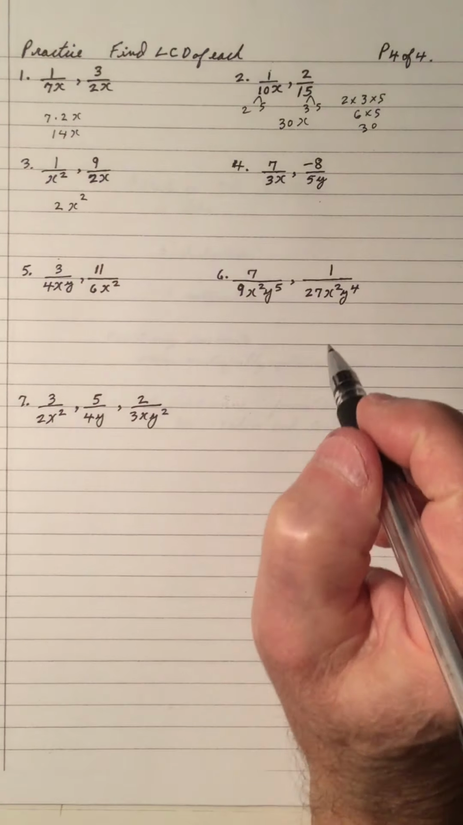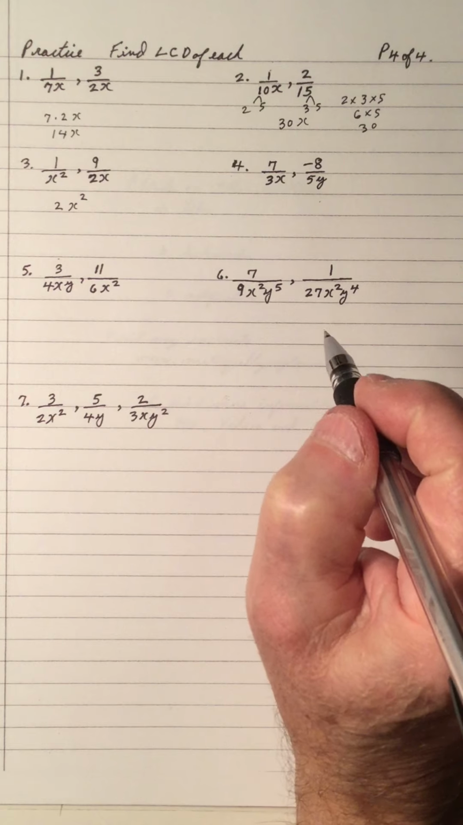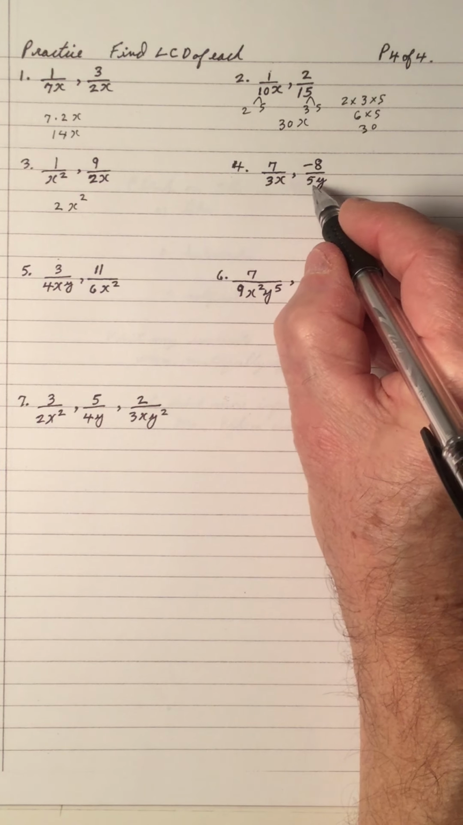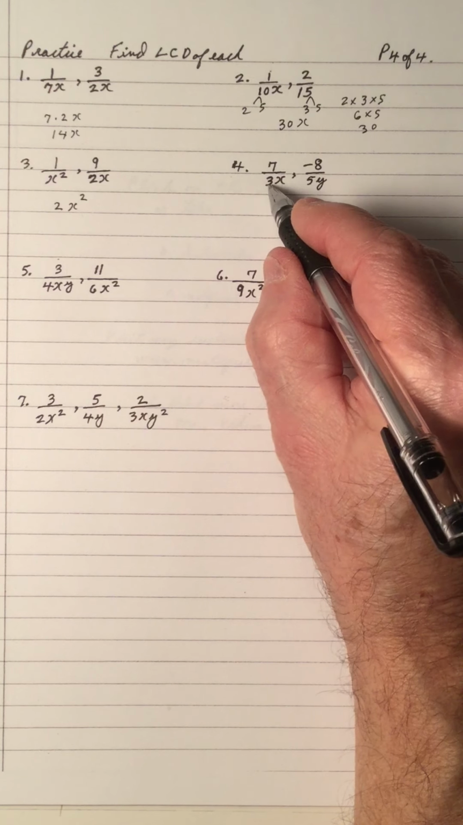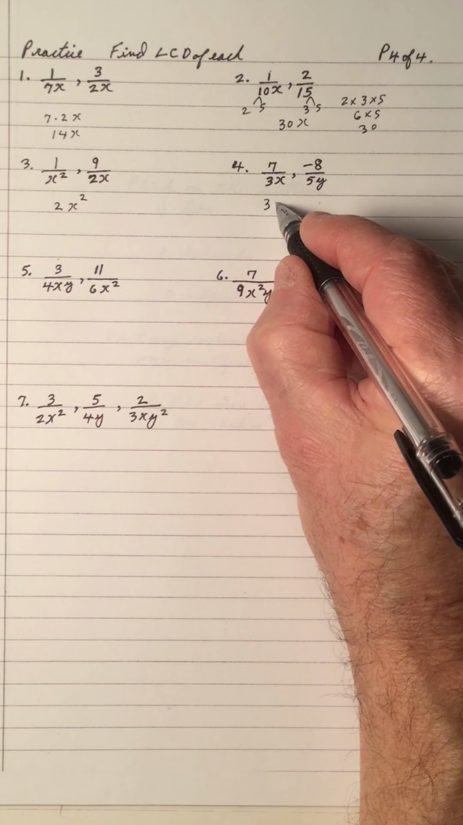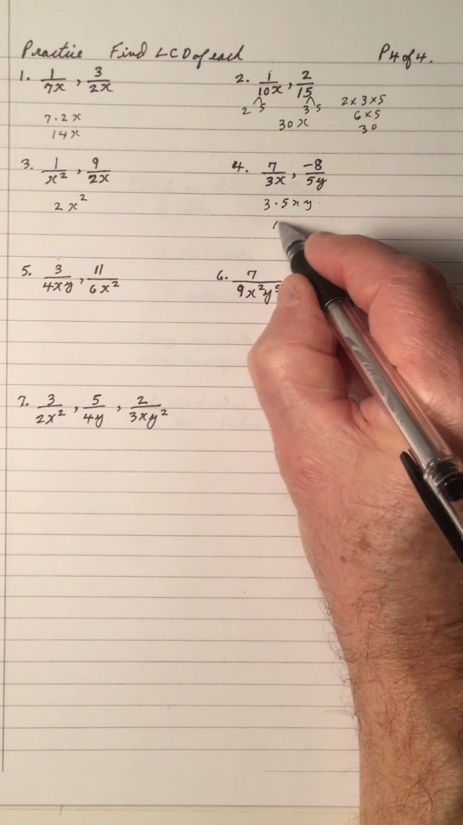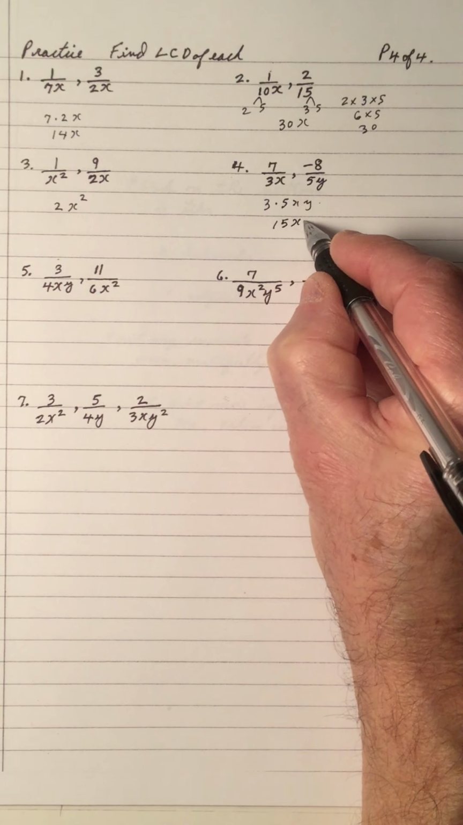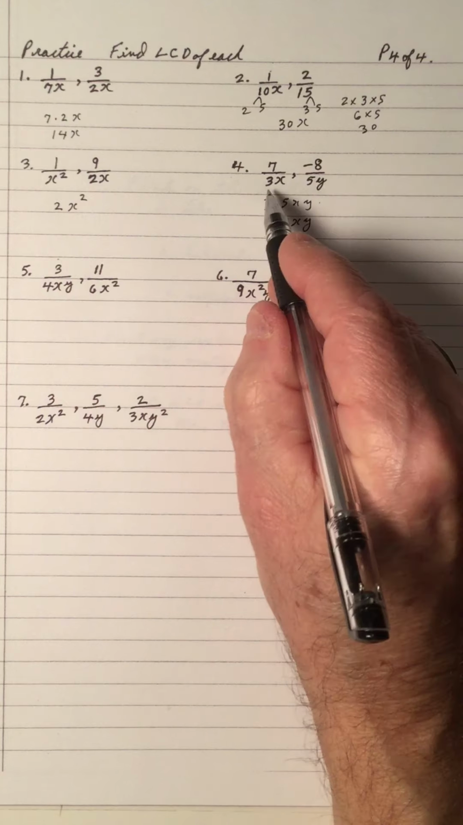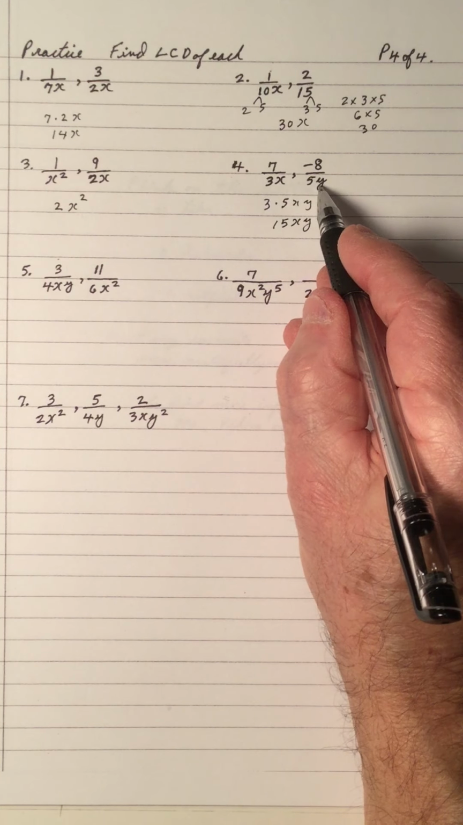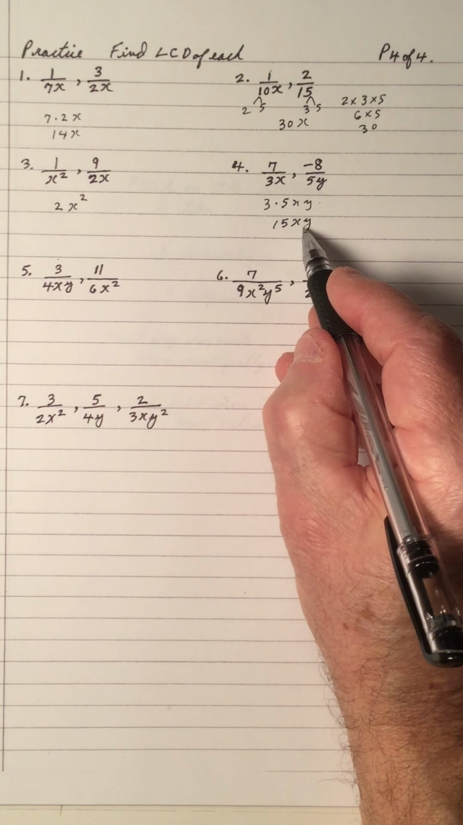You write down each factor, and then you write down the highest exponent of that factor. I have a 3x and a 5y. I have a 3, I have a 5, I have an x, and I have a y. So the LCD is 15xy. 3x is a factor of 15xy. 5y is a factor of 15xy.